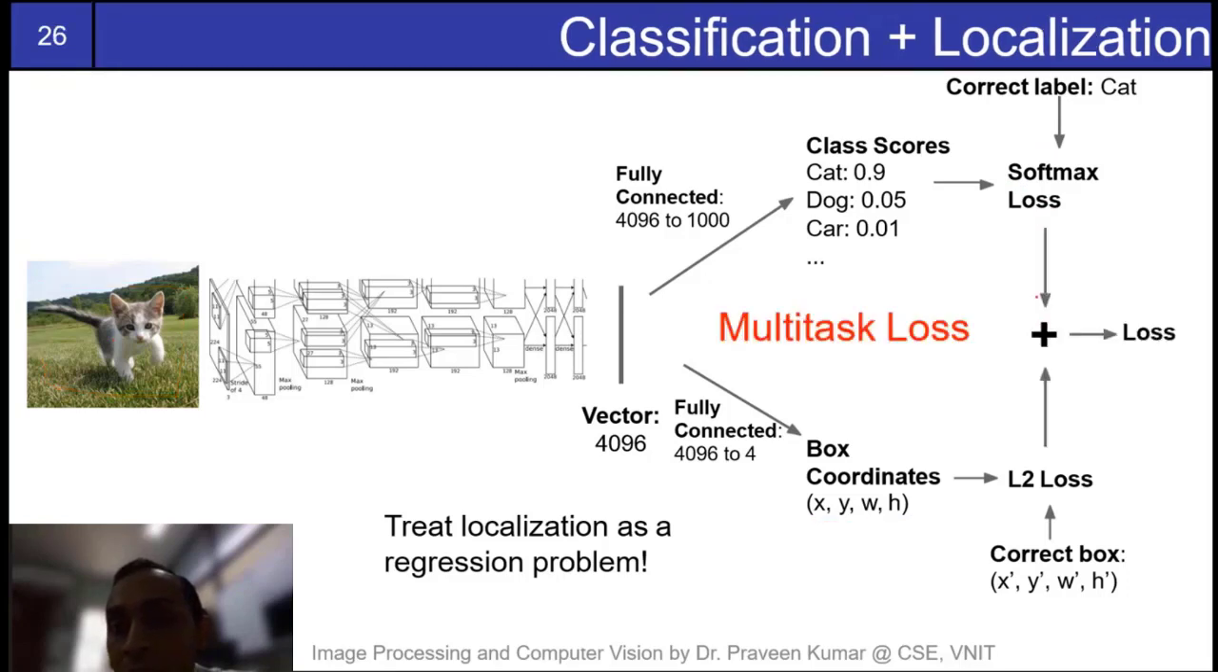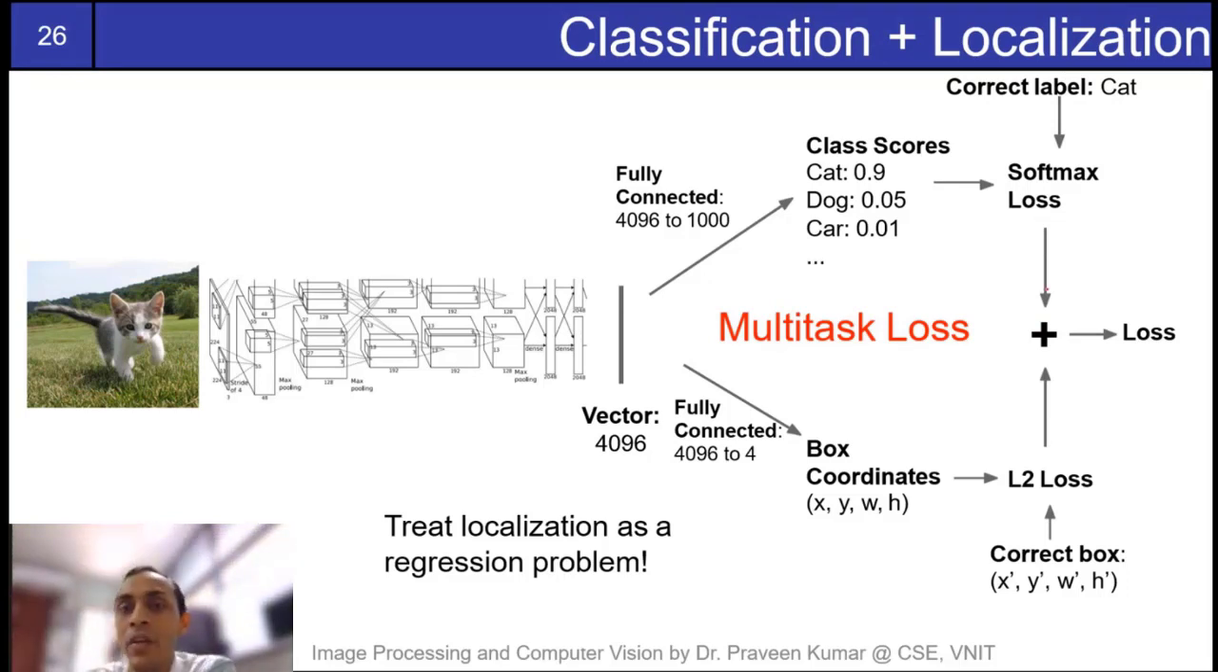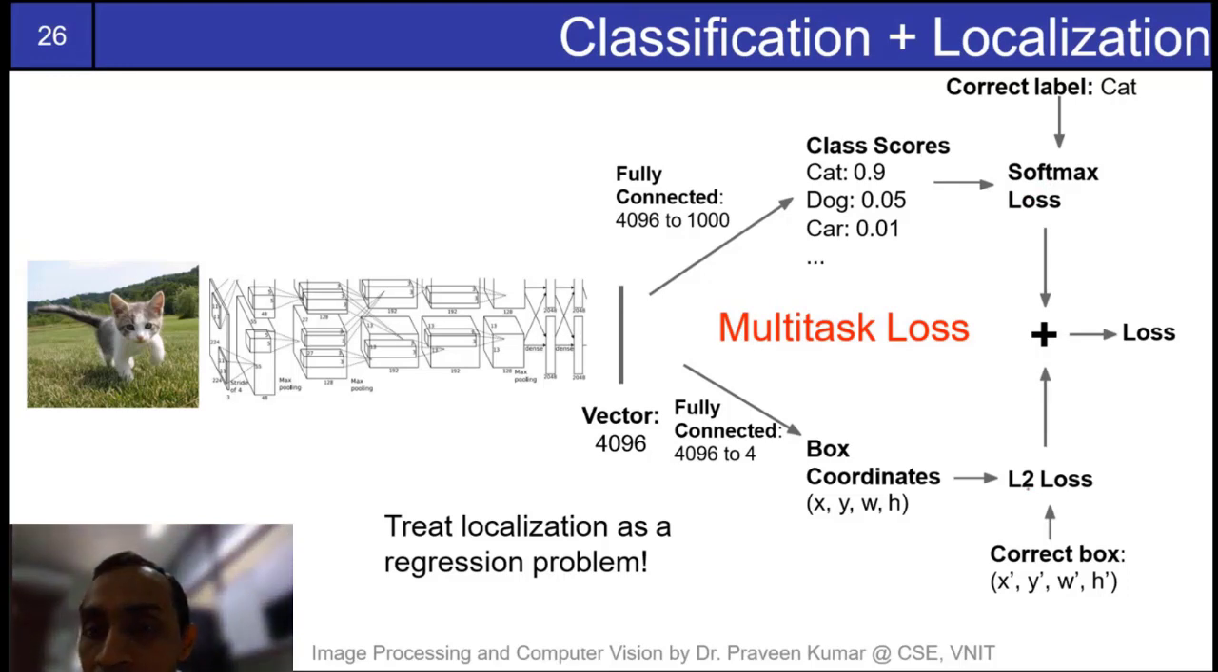So we'll add these two losses. Now we'll have a multi-loss optimization function. We'll do some kind of weighting also, maybe some weight to the softmax loss and some weight to the L2 loss, and that weighted loss will be the final loss. This final loss will be optimized during the training phase, so the weights will get learned during backpropagation.